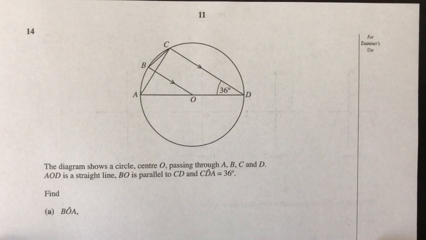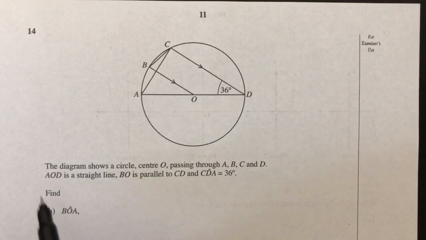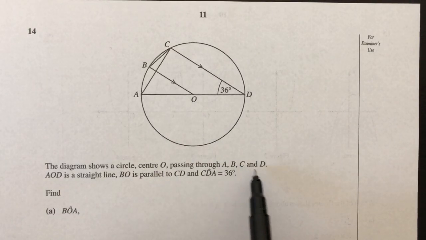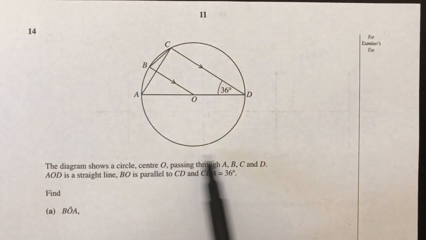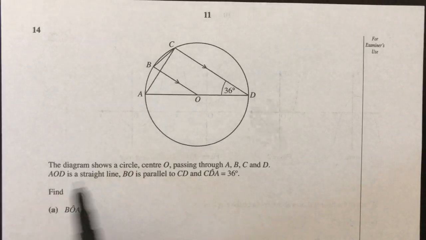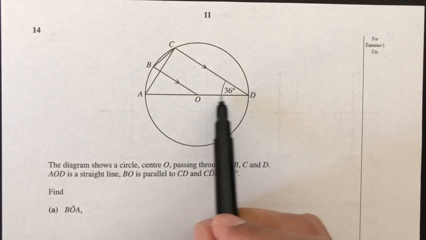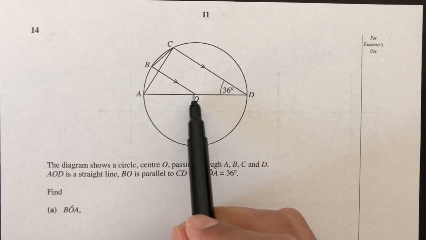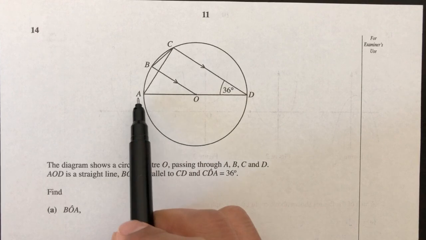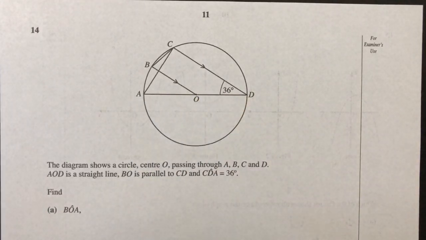Okay, let's move on to question 14. The diagram shows a circle with center O passing through A, B, C, and D. So we have a circle here and we have points A, B, C, and D. Now it says AOD is a straight line, and as you can see, it goes through the point O. So AD is the diameter of the circle.